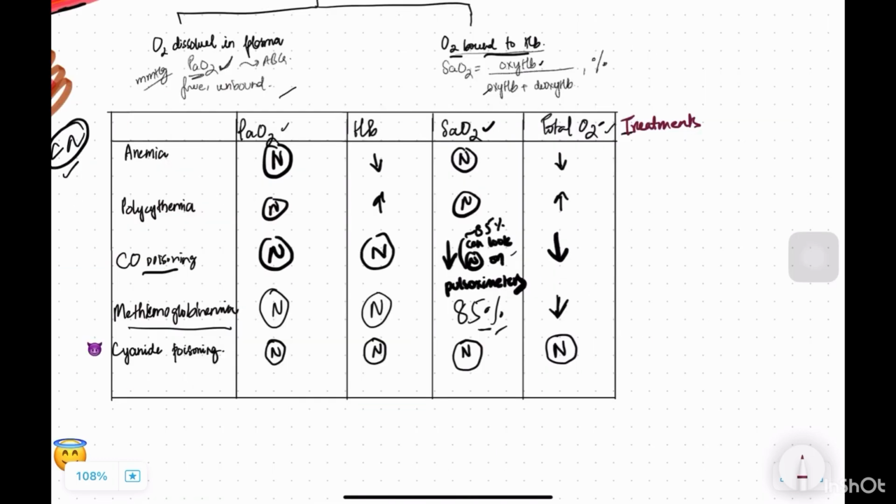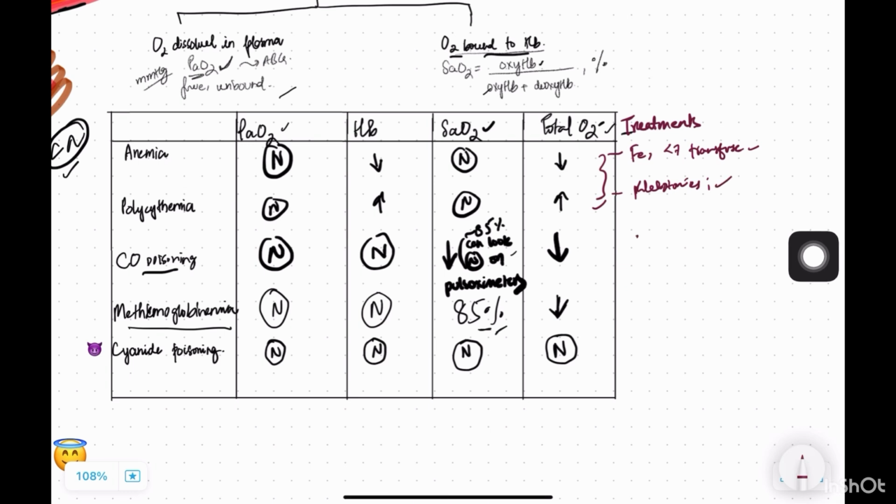Let's take a quick look at treatments. For anemia and polycythemia, you'll basically treat the underlying cause. If anemia is being caused due to iron deficiency, you'll supplement iron. If the hemoglobin falls below 7, you'll transfuse. So basically treat the cause. Even in polycythemia, if the patient is very symptomatic, you can do phlebotomies. And if the cause is a malignancy, you'll address the malignancy, or the myeloproliferative disorder. You'll basically treat the cause.